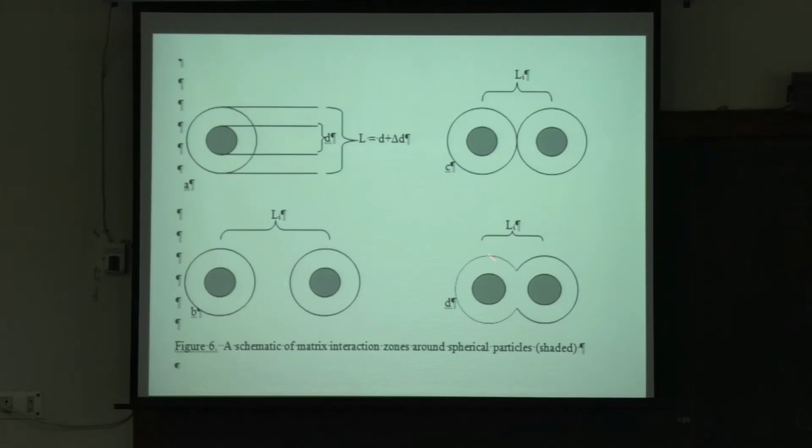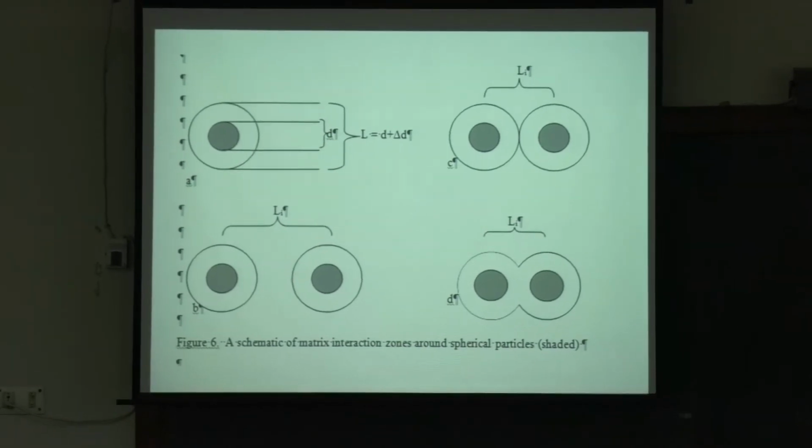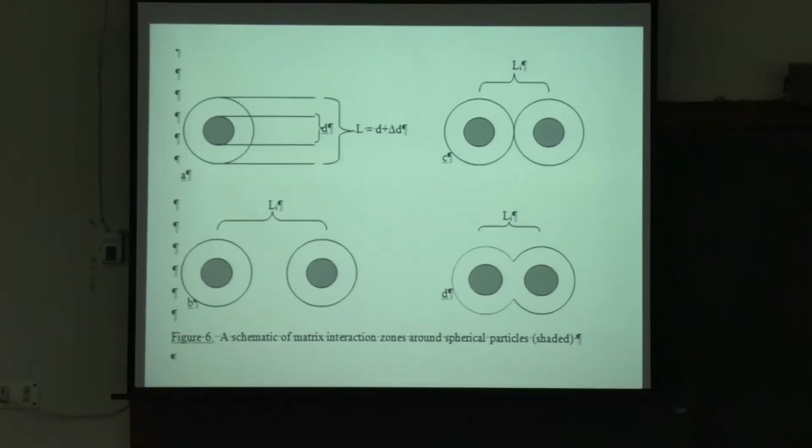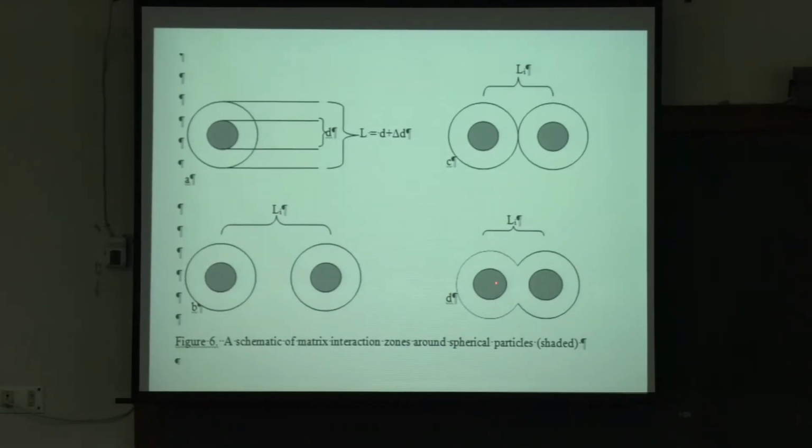So this schematic of the matrix interaction around spherical particles shows one particle, two particles. That's how the matrix interaction zones form. Here this is the matrix interaction zone, but if the particles come closer, then there is more matrix interaction zone. And here, the particles are coming closer, they are almost within the same matrix. So that makes a big difference.